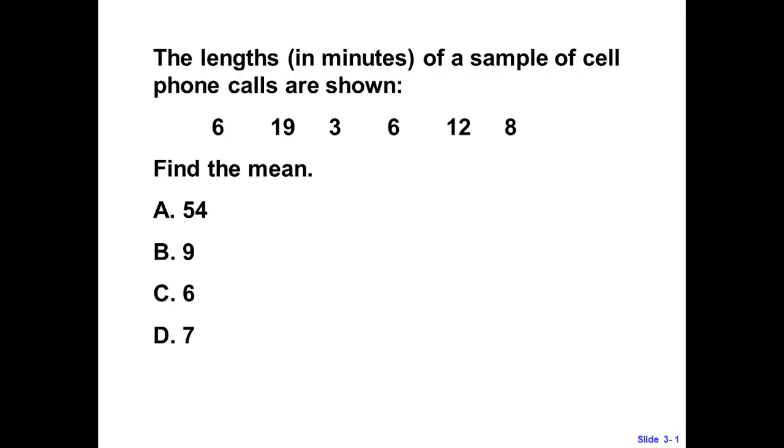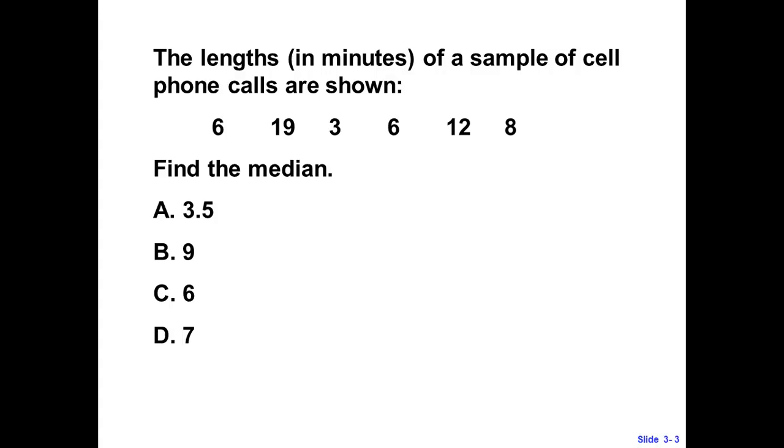Let's go to see the solutions for the activities. For number 1, we have to add the 6 observations and divide by 6. So the correct answer is B, 9. So the sample mean is 9.